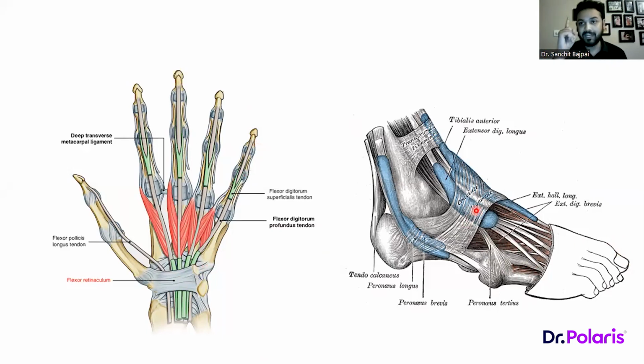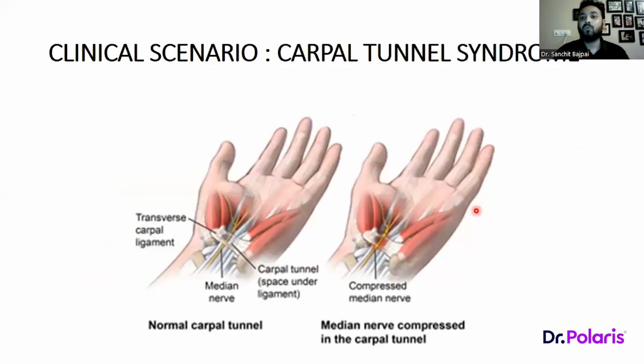So I covered muscles, blood vessels, nerves, then joints, and I've covered retinaculum. So now you understood how to write these answers. What is the clinical scenario here? I told you this flexor retinaculum is present here. It has very important tendons, nerves and vessels passing underneath it.